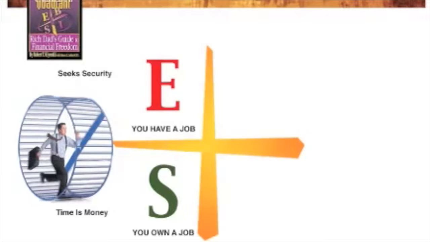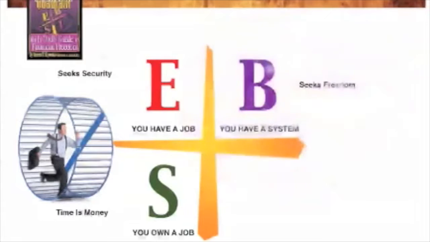This is what we call being in a rat race. Now, the key is getting out of the rat race. We don't want to be chasing money our whole lives. So that brings us over to the right side of the quadrant, which is the B quadrant.